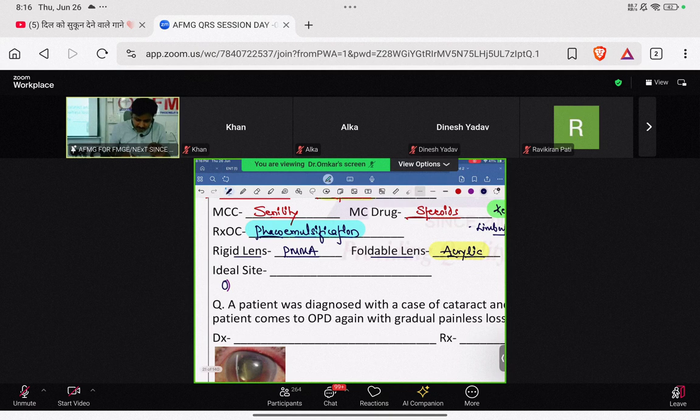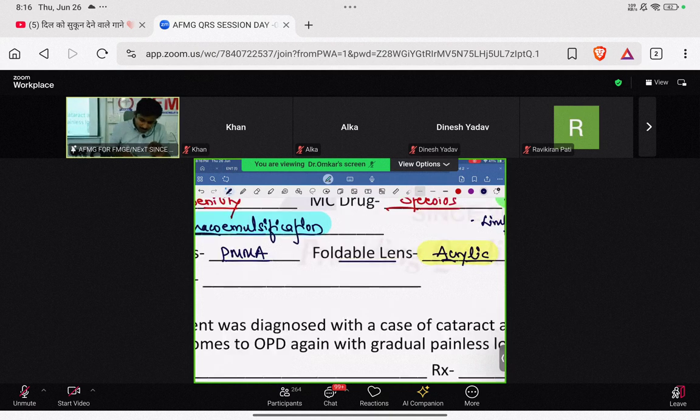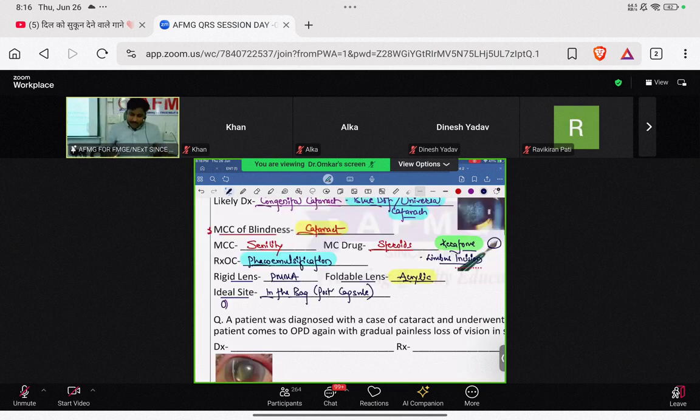Ideal site to place the lens, we have discussed. So posterior capsule, also called as in the bag, beta. This is actually going to be, beta, the best site or ideal site to place the new intraocular lens.